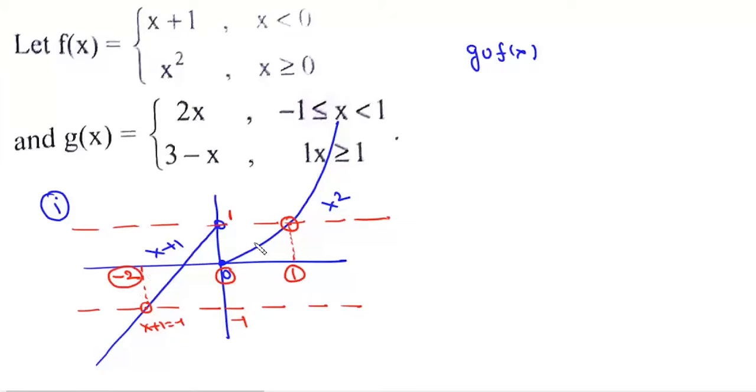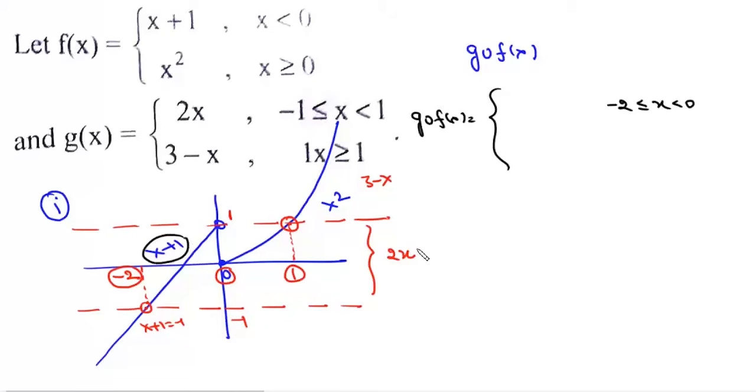Now when x lies between minus 1 and plus 1, the definition of g(x) is 2x, and when x is greater than or equal to 1, the definition is 3 minus x. Now we'll start writing g of f(x). The first interval is x lies between minus 2 and 0, not included. Here the definition is x plus 1, and we'll go to the definition 2x, so it will simply be 2x plus 1. Since this function is discontinuous at 0, we do not know whether we have to include 0 here or in the next one.